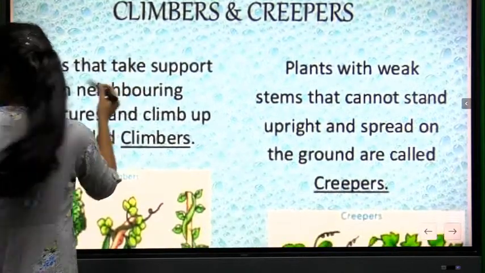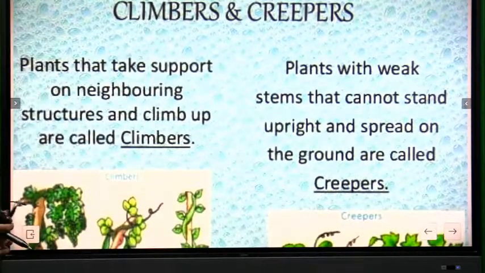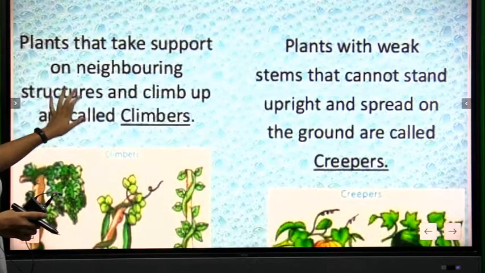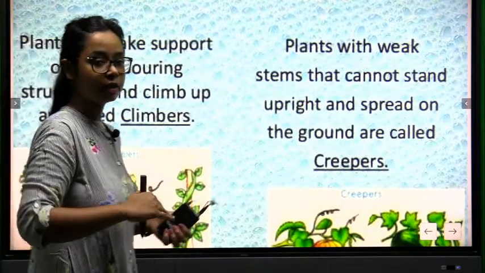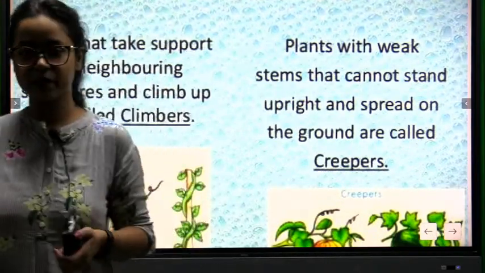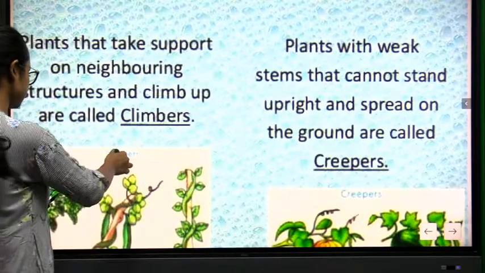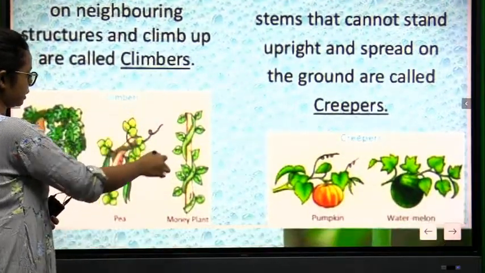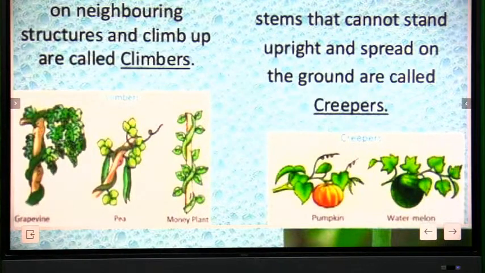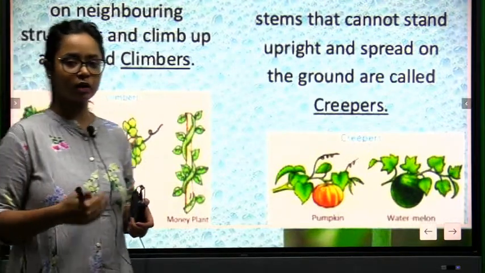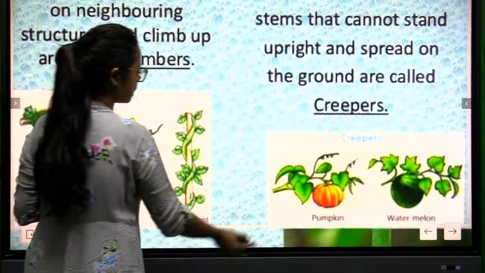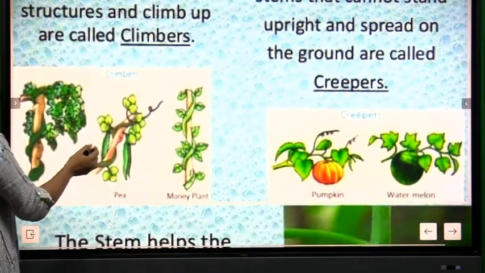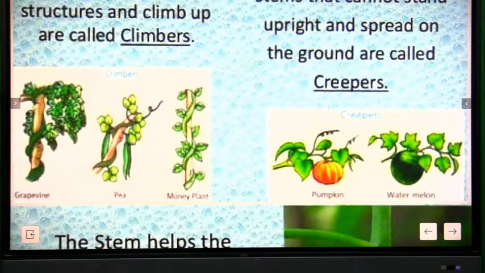Climbers and creepers. What are climbers? I have told you the difference between climbers and creepers. Climbers are plants that take the support of neighboring plants, meaning they are dependent for their growth on the neighboring plant. For example, they take the support of a wall, or the help of a stick. So they are climbers. And what are creepers? The plants which have a weak stem. They cannot stand straight, so they start growing on the ground only. They are called creepers. Examples of creepers are pumpkin and watermelon, and examples of climbers are pea plant and money plant.